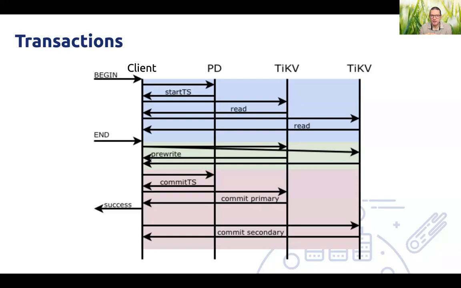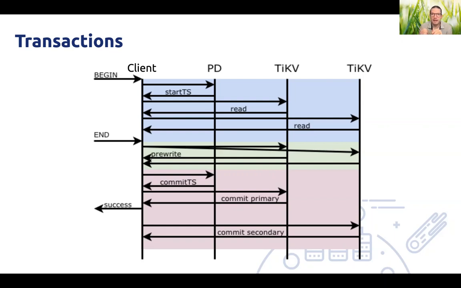And then 1 round trip for each pre-write. So that's 2n, plus another round trip to PD to get your commit timestamp, and then a final round trip to a single node to commit the primary before you return success. So I think that's 3 plus 2n plus n round trips, which is quite a lot.